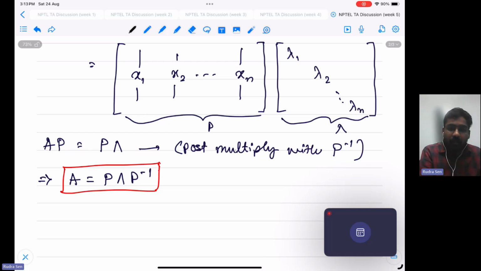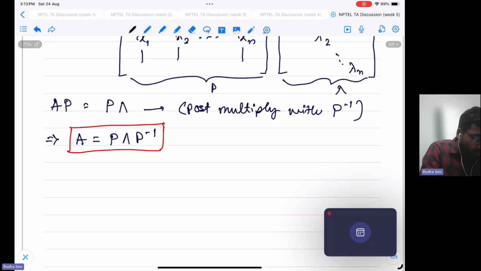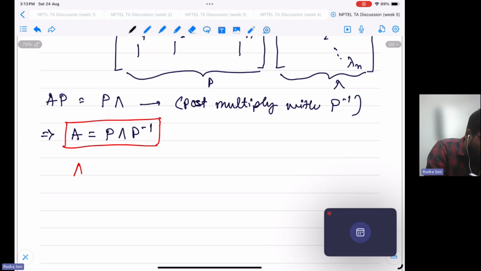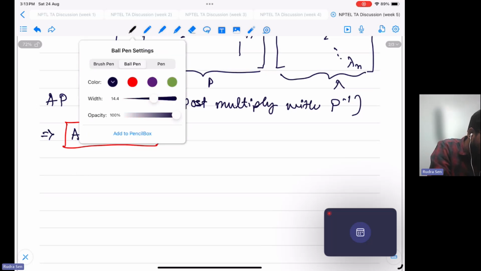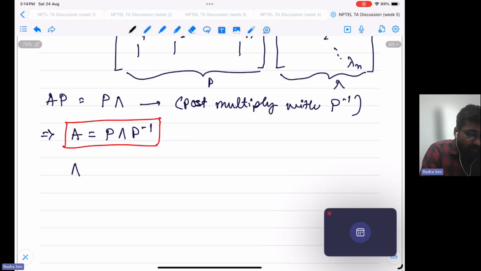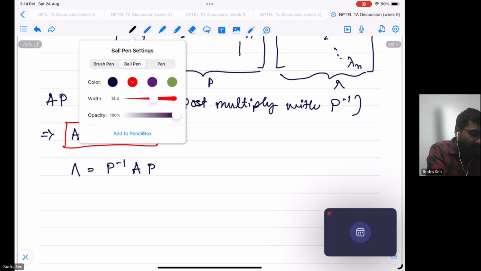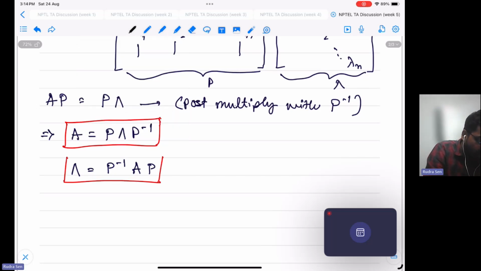So in that case we get the linearly independent columns of P, and we get the P inverse. So this is basically the structure. Also, from here we get this as well: the diagonal matrix lambda is equal to P inverse A P. For that, we have to pre-multiply with P inverse, and we will get this relation.